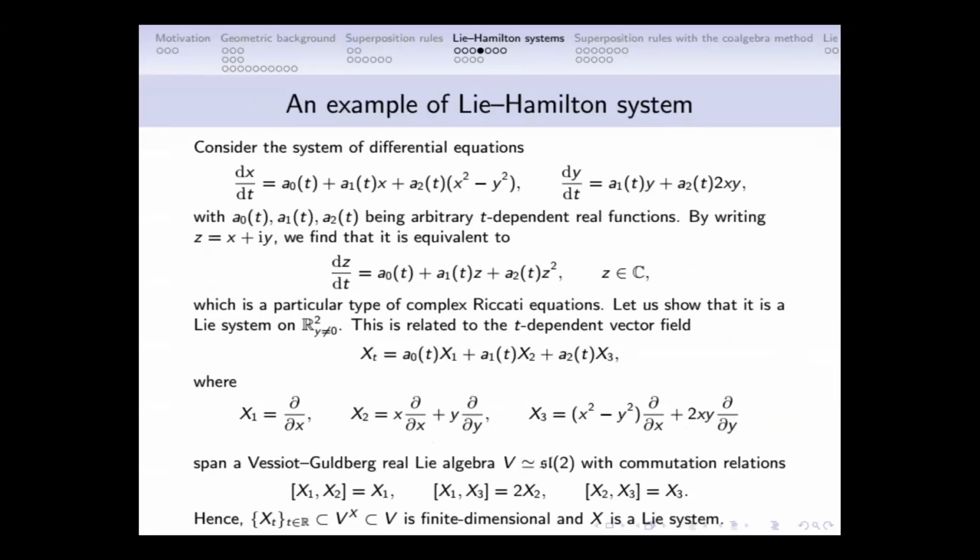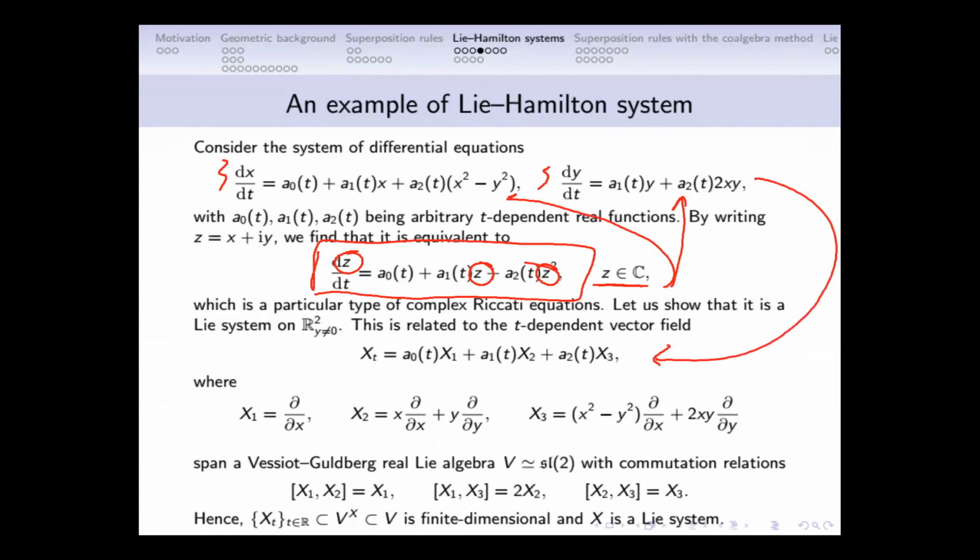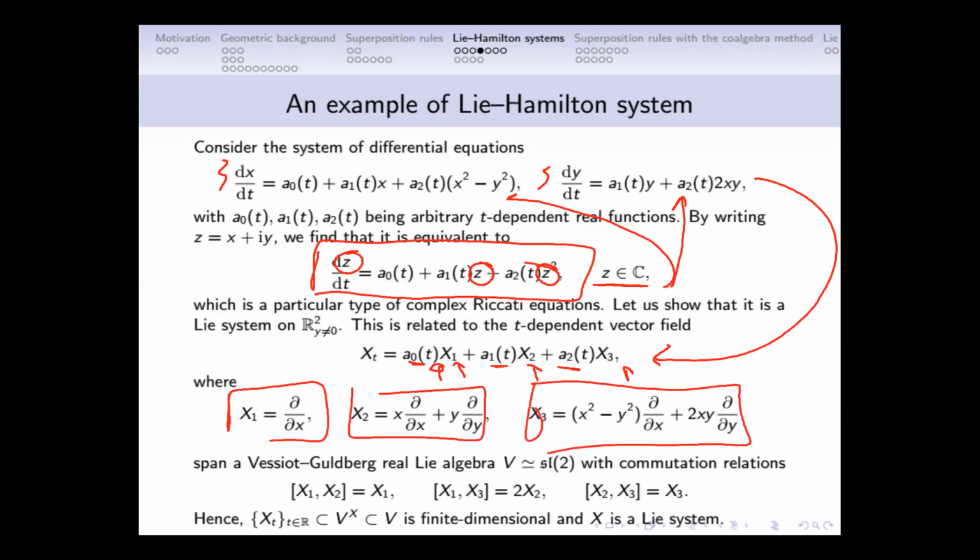So how do I know if a Lie system is a Lie-Hamilton system? We consider again the Riccati equation. If you remember, this is the first one that I introduced. But in this case, the variable is not x, it's z, on the complex plane. So this can be split in x and y, in two equations. If we write the system as a time-dependent vector field, it can be written this way. Again, it's a finite linear combination of coefficients depending on time and vector fields. And these vector fields close a finite dimensional algebra. Of course, it's the same one that was closed by the Riccati equation on the real line, the special linear algebra as well.